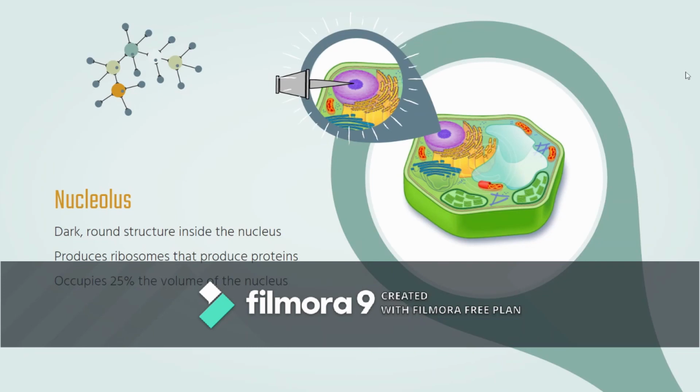Nucleolus. The nucleolus is a round structure inside the nucleus, as shown in the visual over here. It produces ribosomes that produce proteins. Also, it occupies 25% of the volume of the nucleus.